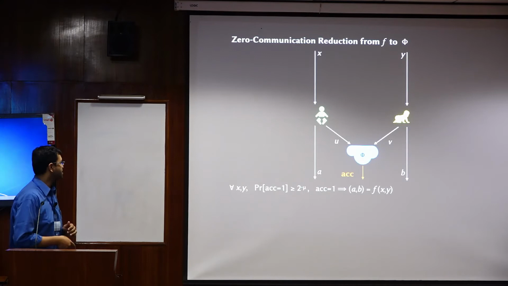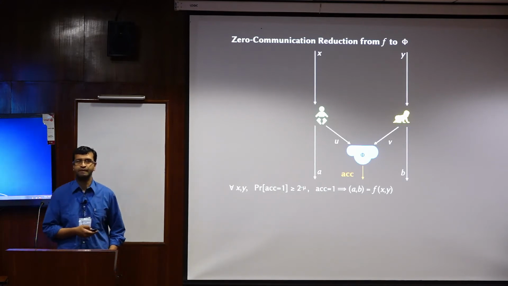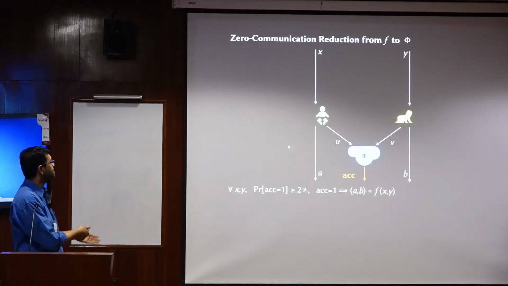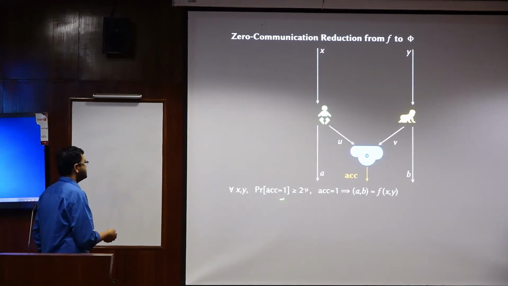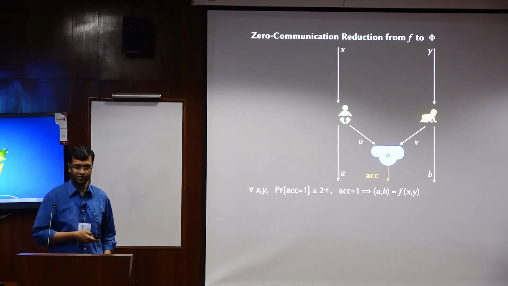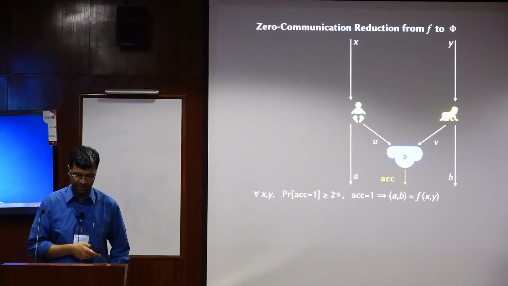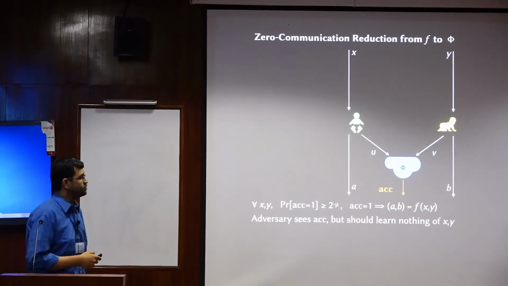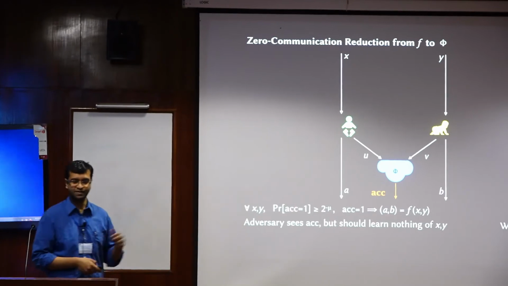Of course, for that to be meaningful, you would require that the box accepts with some probability. The box just gets this u and v. It doesn't see their other things unless they send it to the box. And if it accepts, it should be correct. Otherwise, we don't care. But it should accept with some probability 2 to the minus mu. That's the basic definition of a zero communication reduction, and we'll see why it's interesting.